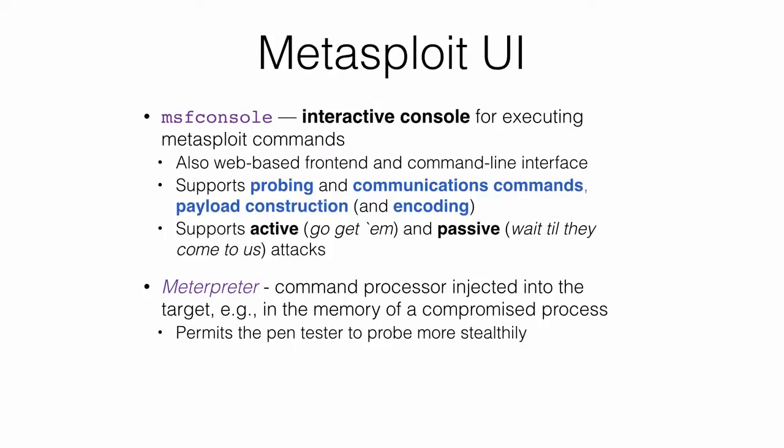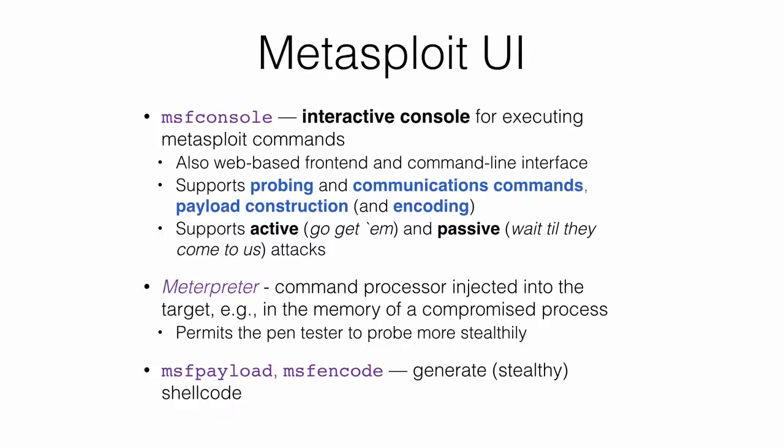Meterpreter is a command processor that's actually injected into the target, for example, in the memory of a compromised process. If someone on the target system were to look at the process table, they would not see that anything is amiss. They would see all the programs running that they expect to see running. Unknown to them, inside one of those programs is actually running a meterpreter, which is following the commands from the remote Metasploit operator. Obviously, this permits the pen tester to probe more stealthily.